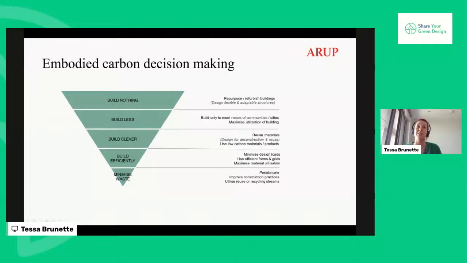Then the next step is building less. So do we need to have a 10,000 square meter building, or could we build a 4,000 square meter building and achieve the same outcome? Those are quite important questions. Then we start thinking about building clever: material reuse, low carbon materials. Then building efficiently. So that's saying, well, what we're building, we're going to use it smartly so that it's doing the most, instead of building in a very loose or kind of fat way. And then finally, the final step is minimizing waste. So that looks at how we build and the processes involved in that.